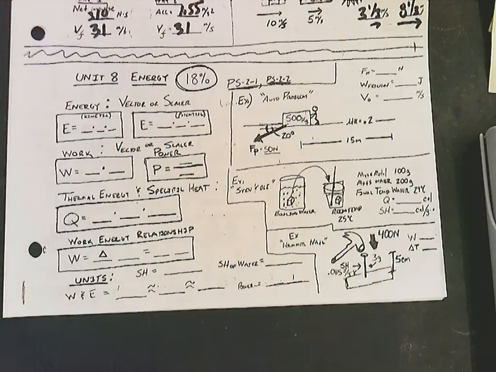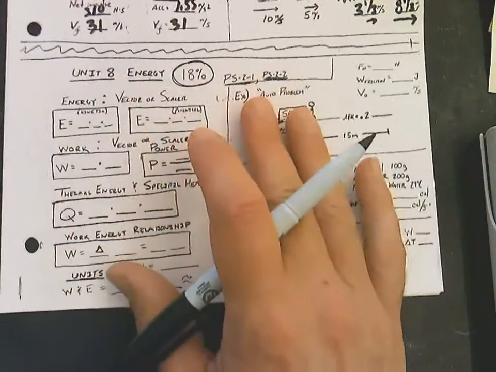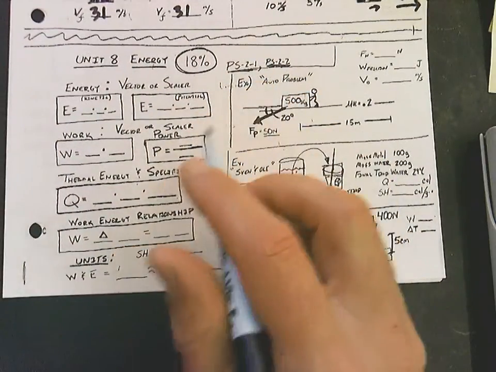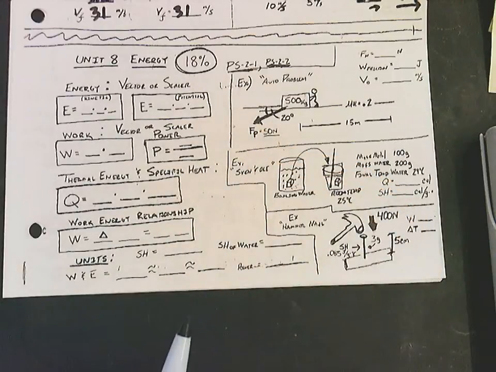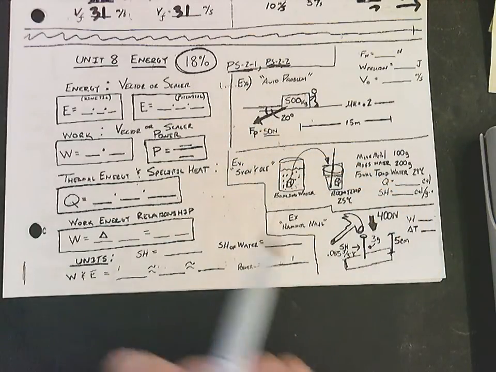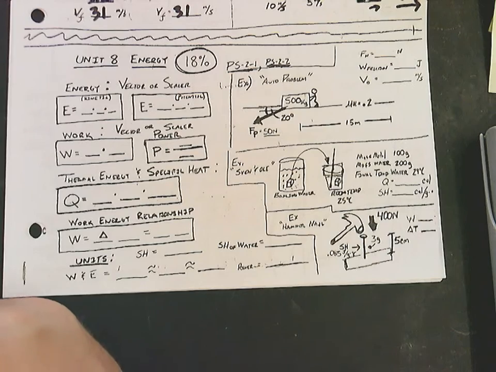Okay, now we're moving on to Unit 8, which is energy. Here in Unit 8, you'll want to find PS21 and PS22. We'll begin with some of the formulas. Remember, this is designed for the person who does not want to use their formula sheet.